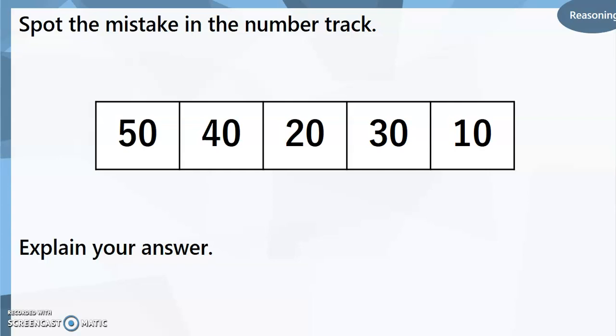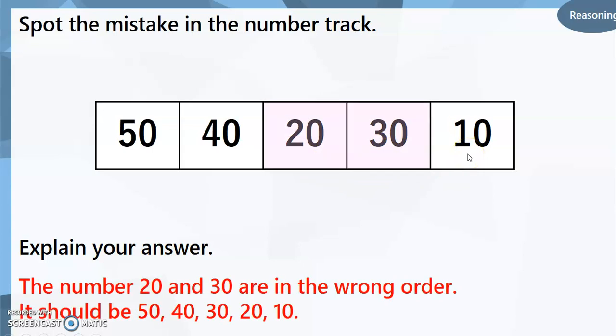I've got a big choice of reasoning problems for you today to choose from. So first is this number track. Now I've got some missing number tracks for you to look at today. So remember to look and see whether you think the number's going up or down. In this example, it's going down. 50, 40, and you might spot the mistakes here. Should be 5 tens, 4 tens, 3 tens, 2 tens, 1 ten. So 20 and the 30 are in the wrong order.